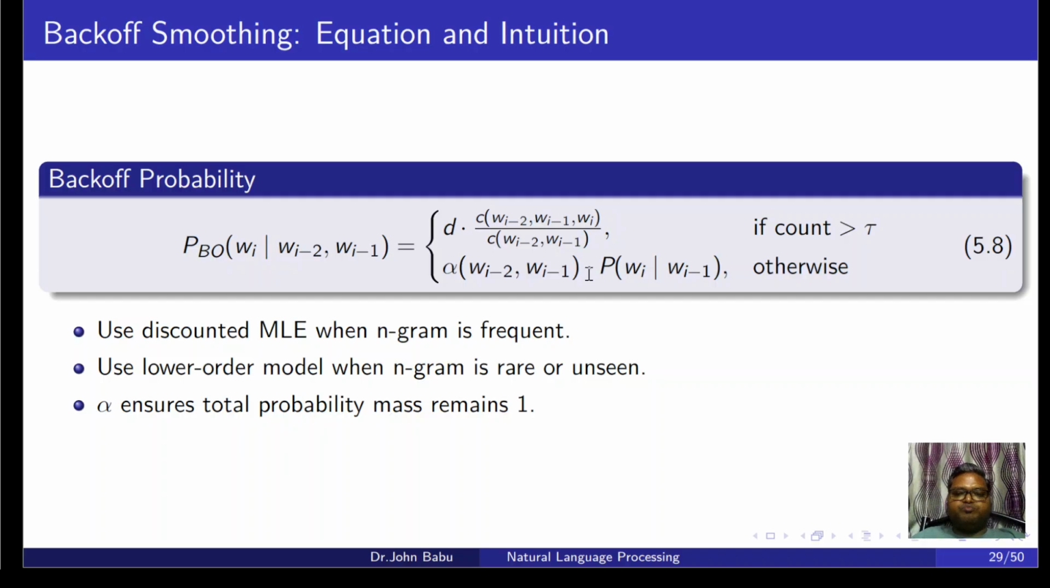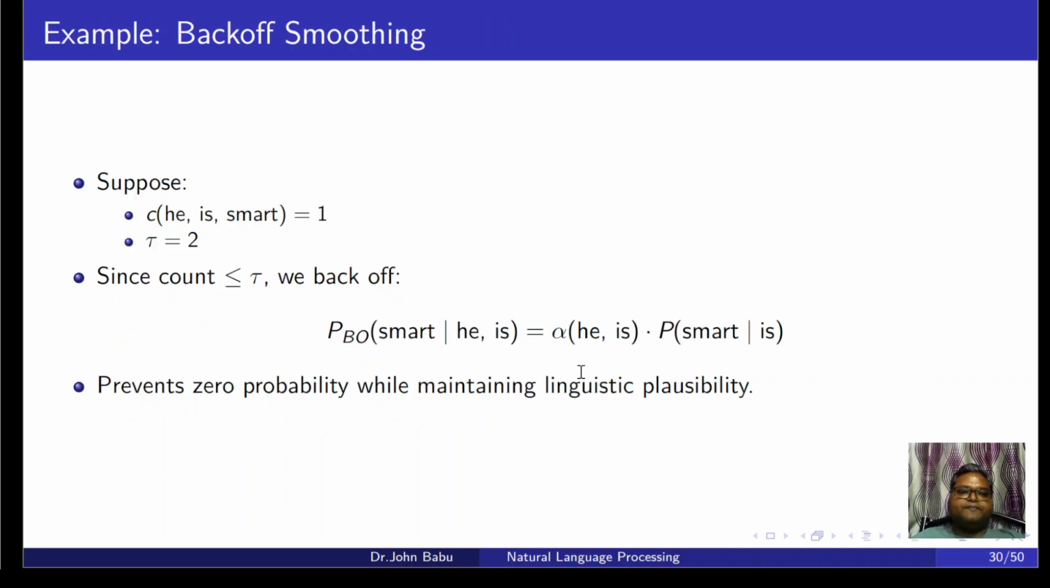Don't be too perplexed about the equation. It is simple. If the frequency is high, multiply it with a discount factor less than 1. If it is less, then if it is a trigram, use the bigram probability. If it is a bigram, use the unigram probability, multiplied by a normalizing factor alpha to ensure that the sum of the probabilities is equal to 1.